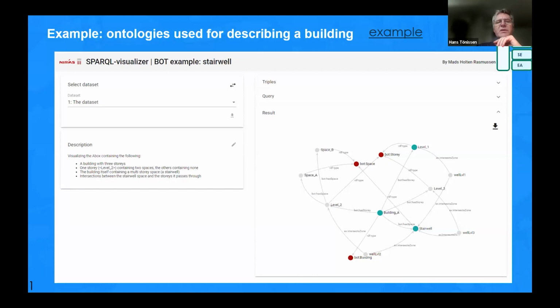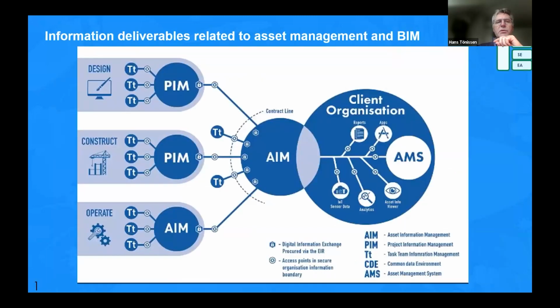An example of this is a very simple example where you see a semantic description of a building with 3 stories. One story is containing 2 spaces, the other containing more. And it's around a stairwell, and so you can describe the semantics, what you are going to use for your models, be it BIM, asset information models, or digital twin models.